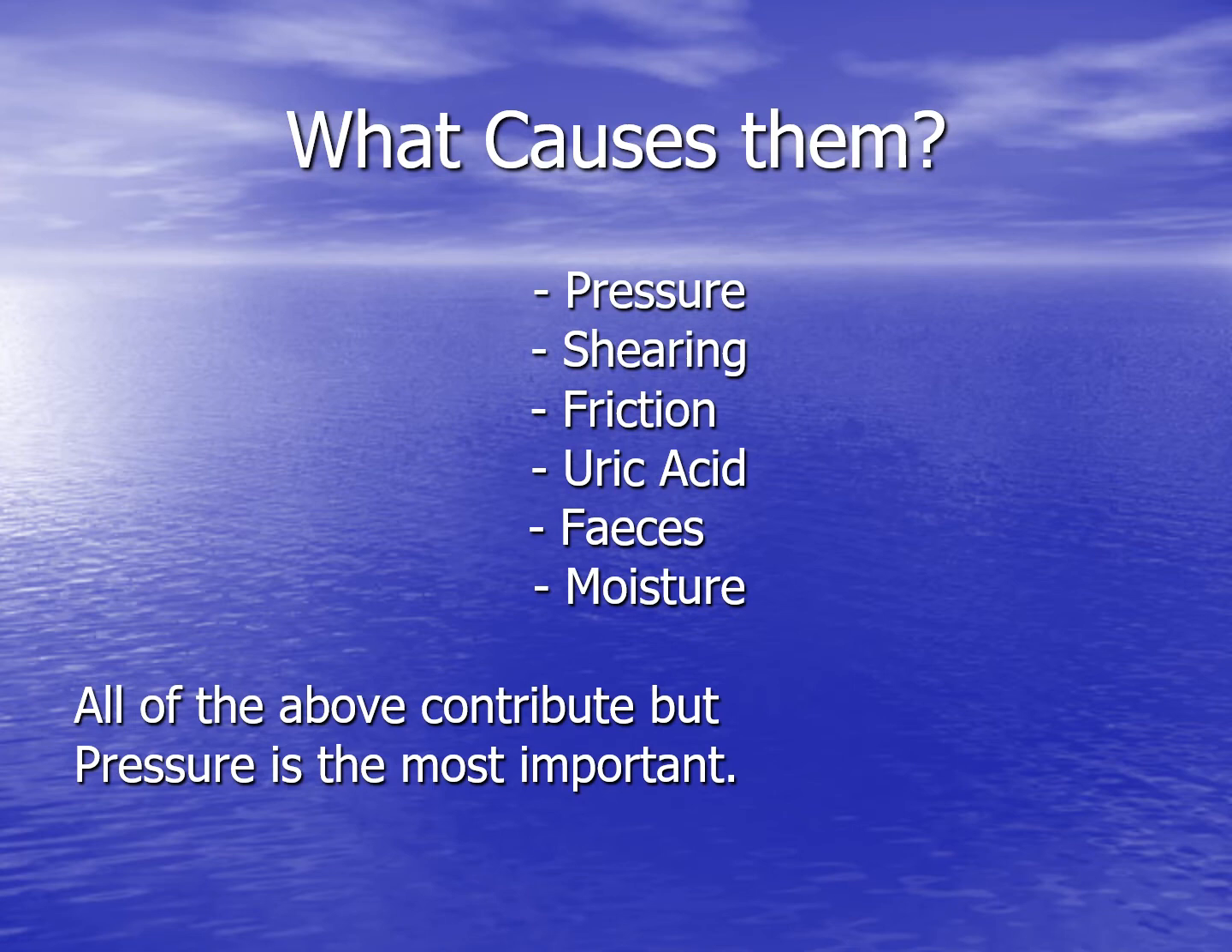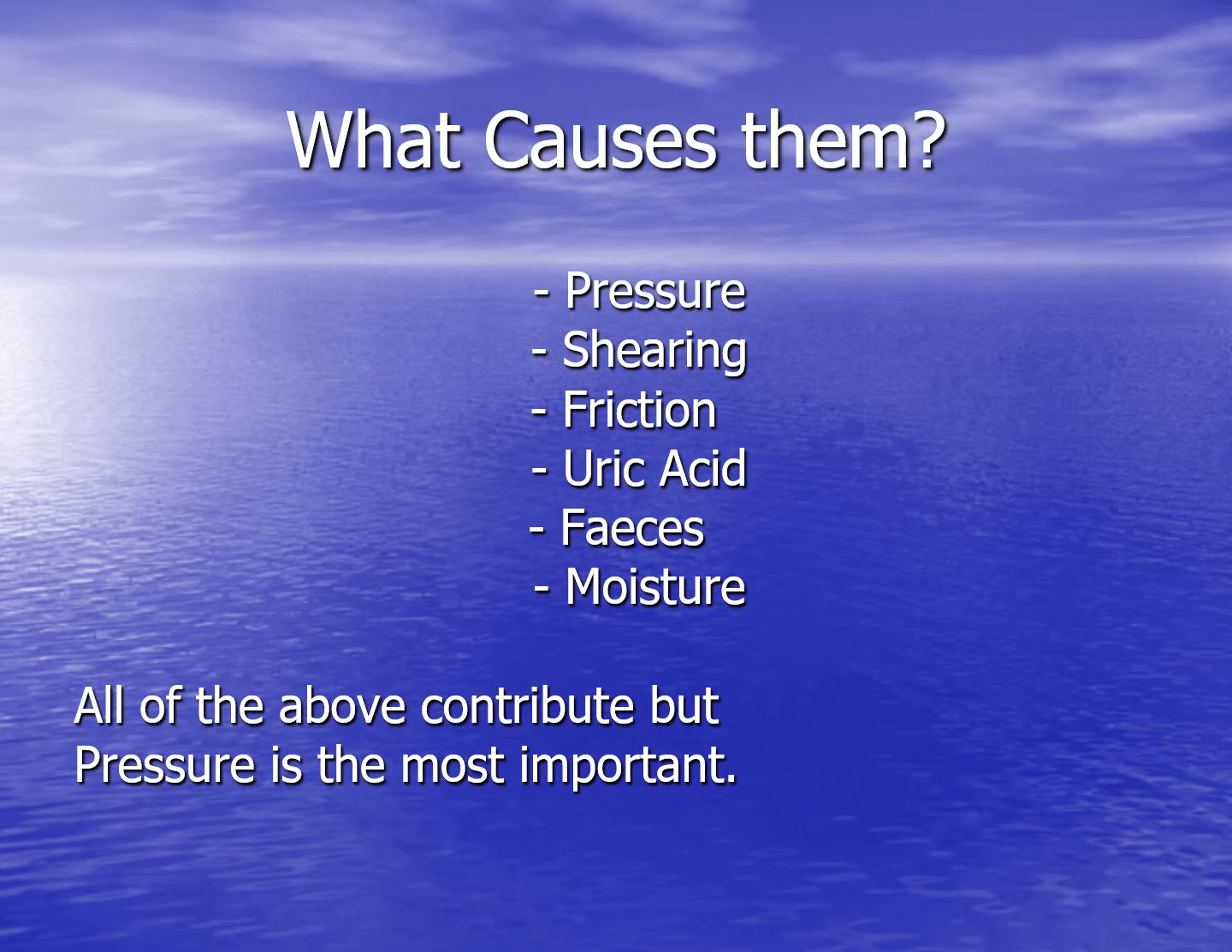So for example, if you keep pulling the sheet to move someone in the bed rather than using a slide sheet, you're going to get friction on their body, which will weaken their skin, and you could then get pressure or shearing damage. Uric acid, which you're going to find in the urine, if that gets on the skin, it's going to weaken it. The feces or the stool, if that gets on the skin, it's going to damage it. You might have heard people referring to fecal burns. So obviously any damaged skin can go on to develop into a pressure sore.